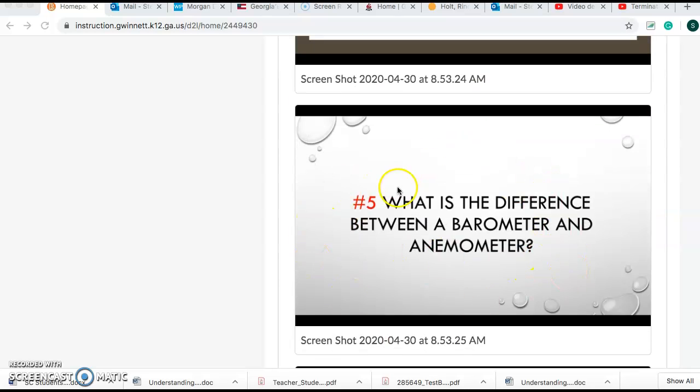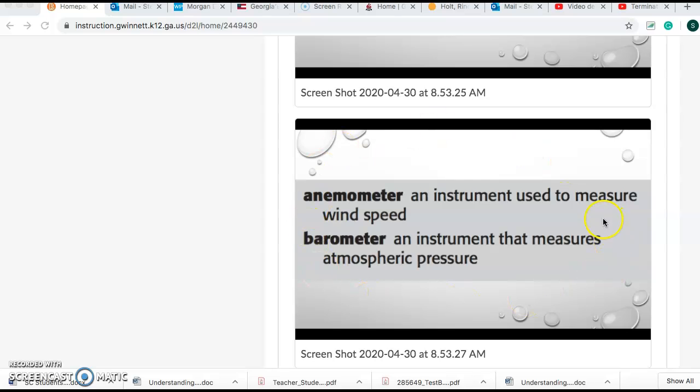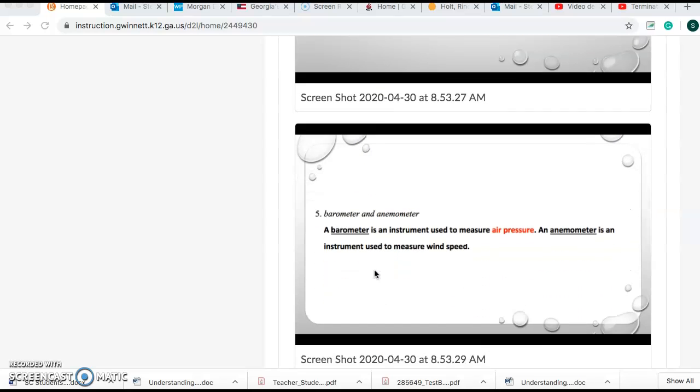Now let's do number 5. What is the difference between a barometer and an anemometer? I put what they are. The anemometer measures wind speed. The barometer measures atmospheric pressure, okay? So look, this is all you have to write down right here, guys. That's it. Write it down.